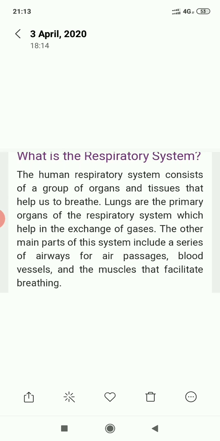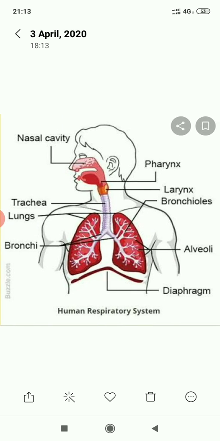And which is the primary organ of the respiratory system? They are the lungs, which help in the exchange of gases. Like in plants, stomata and lenticels help in the exchange of gases, so in human beings, lungs are the primary organs which help in the exchange of gases. And then there are other main parts of this system also, like a series of airways or air passages, blood vessels, and muscles, so that they facilitate the breathing.